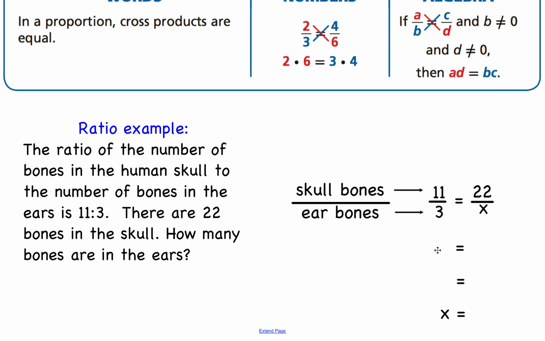Then we're going to use the cross products property. We're going to have 11 times x equals 3 times 22, and 3 times 22 is 66. Now x is being multiplied by 11, so we need to divide both sides by 11 to solve for x, and x is equal to 6. So there are 6 ear bones for every 22 skull bones.